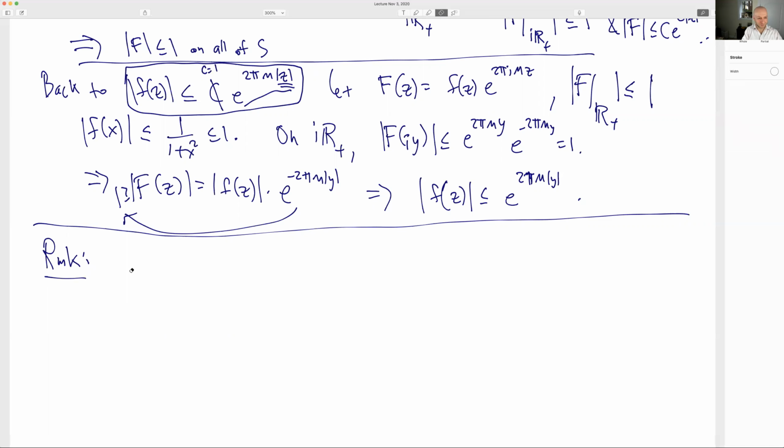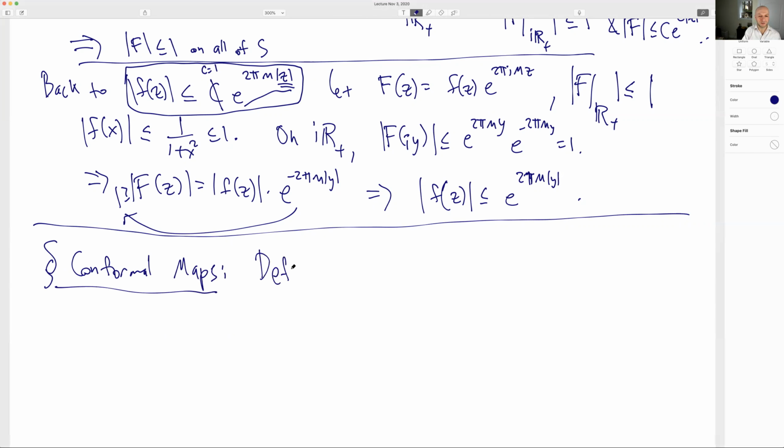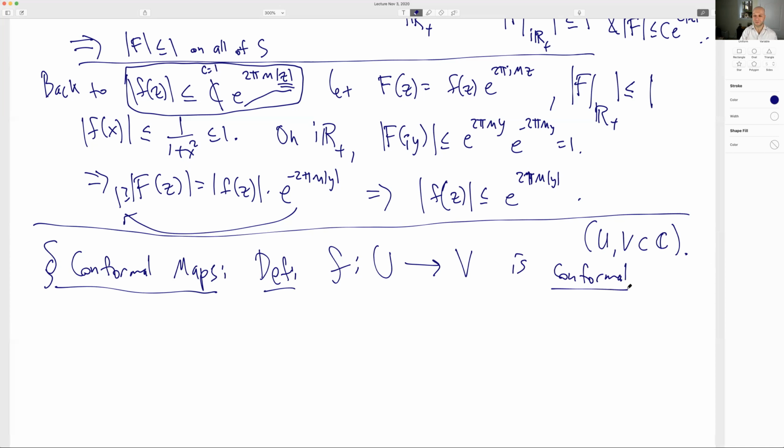Let me not make this remark. Let's move on. We want to get to conformal maps, right? That's what you people paid good money to see. So let's get to it. Let's move past this Fourier analysis stuff. Conformal mappings. Okay, definition. So f from U to V, where U and V for now will all be subsets of the complex plane. F is called conformal if it's holomorphic.